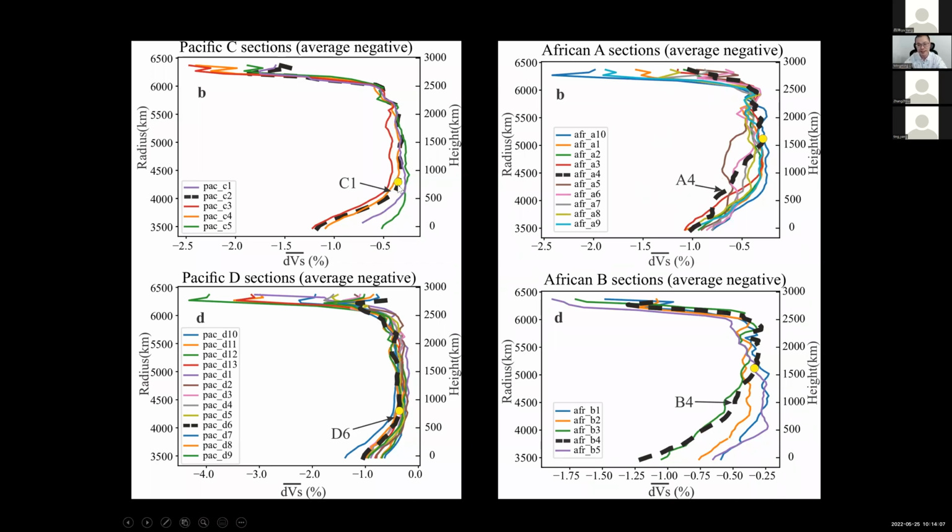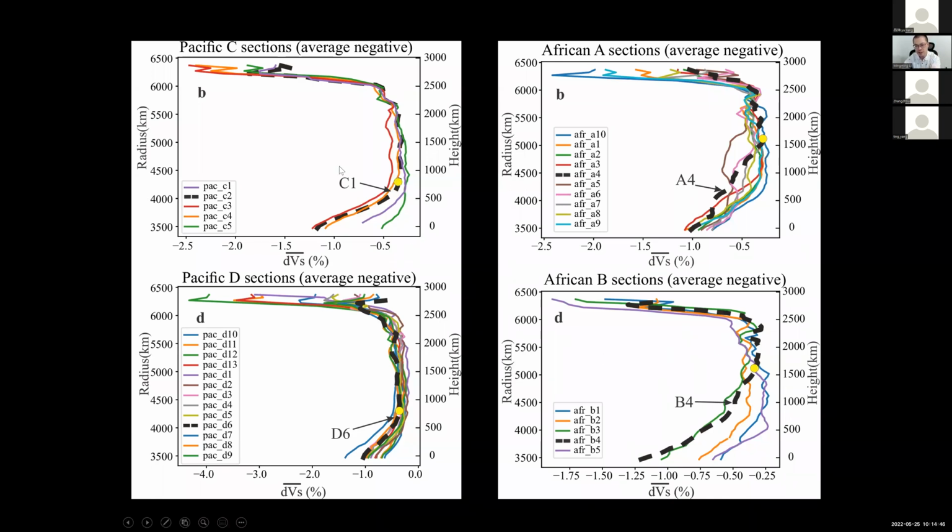As you can see, this is kind of complex, but what we found is that if you calculate the average of these different tomography models, you get this very thick blue dashed black curve here. As you can see, the turning point for the Pacific LLVP is here, about 800 kilometers above the CMB. However, if you look at the African LLVP, the turning point is about here, about 1700 kilometers above the CMB.